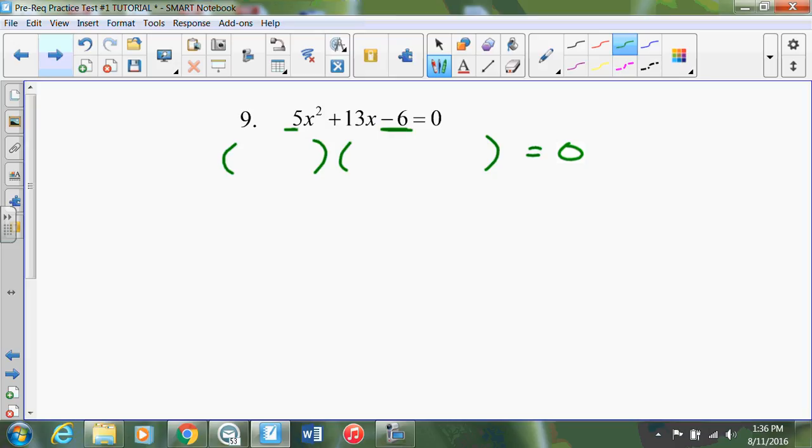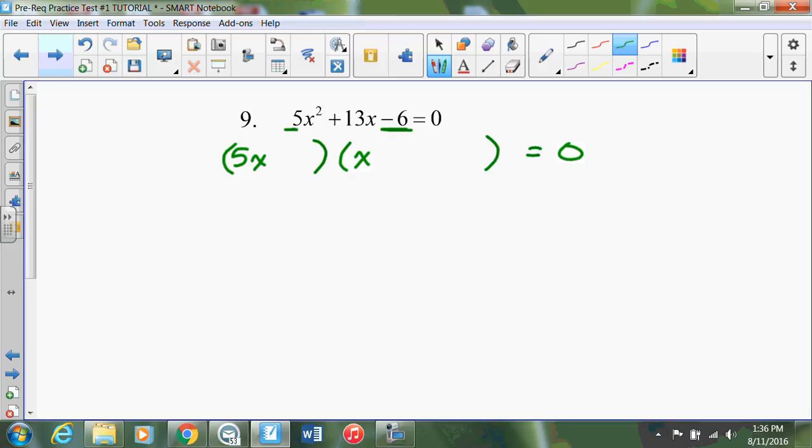So I'm going to go ahead and start messing around with some possibilities. I've got 5x, I've got 1x, which I'm just going to write as x. So that sets into motion 5x times x is 5x squared, which is great because we've got the first term down. Now we need to think of two numbers that when multiplied together equal negative 6.